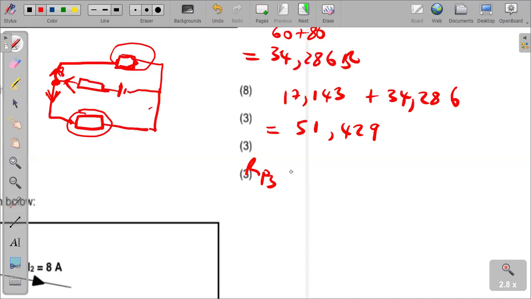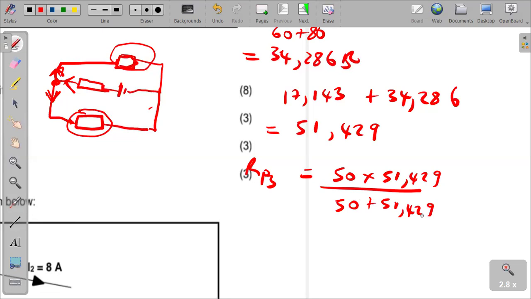So what are we going to do now? Product over sum again. 50 multiplied by 51.429 divided by 50 plus 51.429. There we go. So we simplify that. What do we end up having? 25.352 ohms, right? It means now we have the effective resistance of these two combinations that are in parallel.